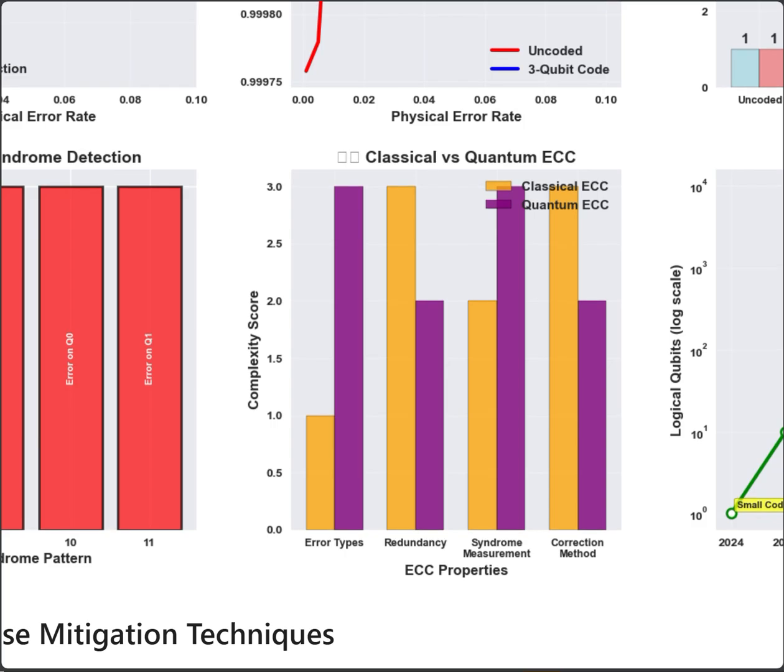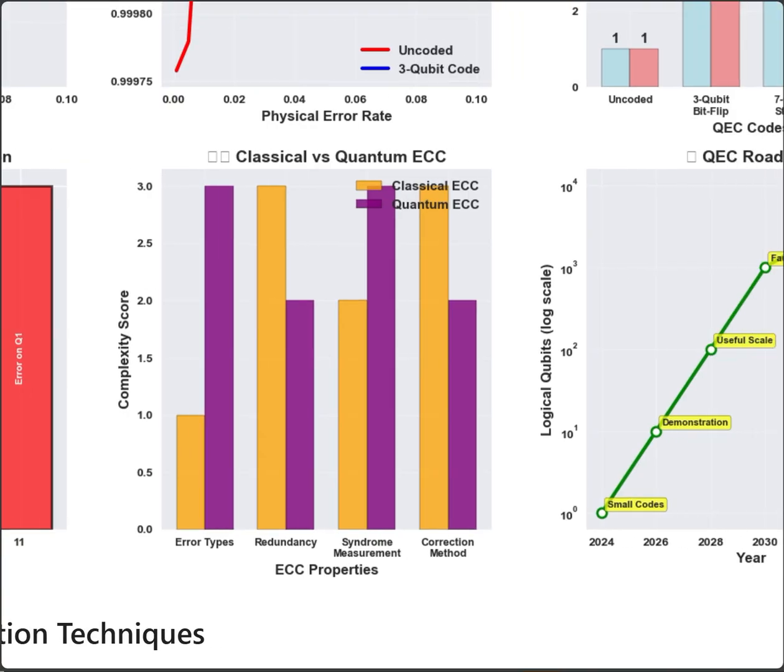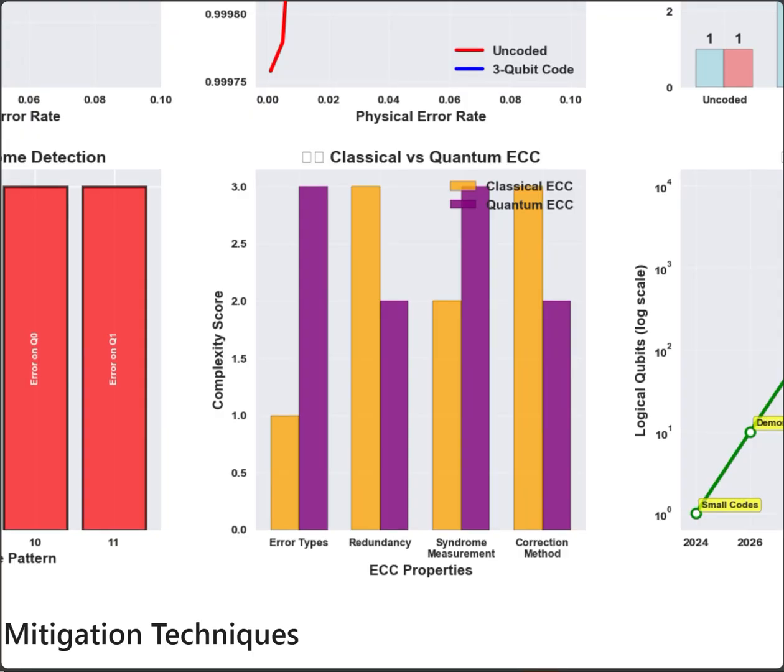Error syndrome correction. And in the classical versus quantum ECC, we can compare complexity of the classical simple error types in bit flips, high redundancy, straightforward syndrome measurement, to the quantum complex error types from the gates X, Y, Z continuous. A lower redundancy possible. It's a sophisticated syndrome measurement preserving superposition.